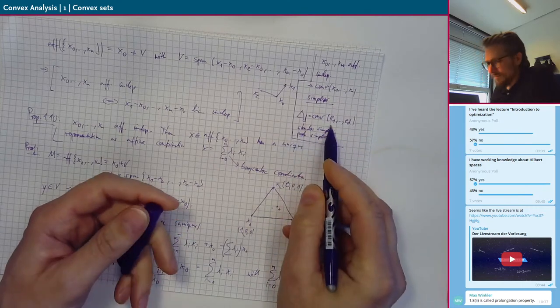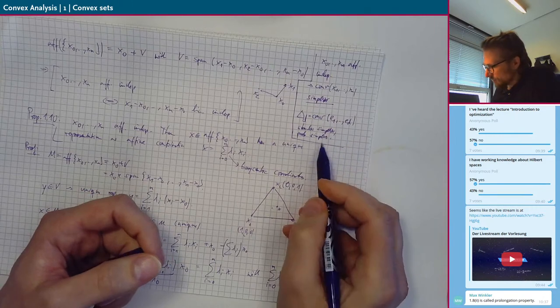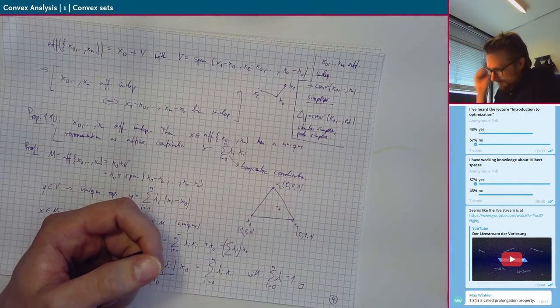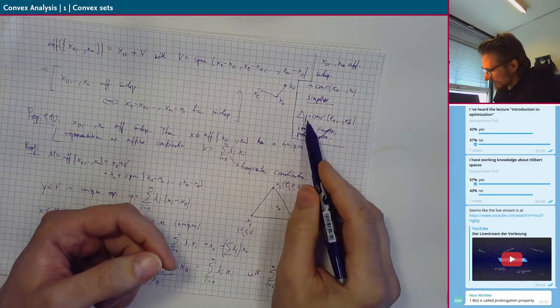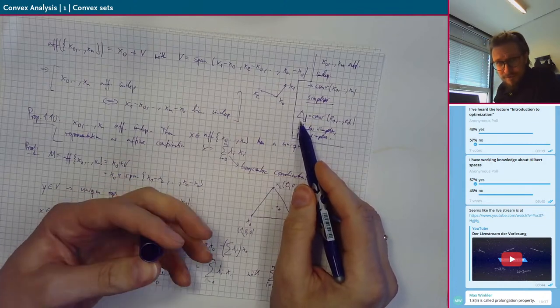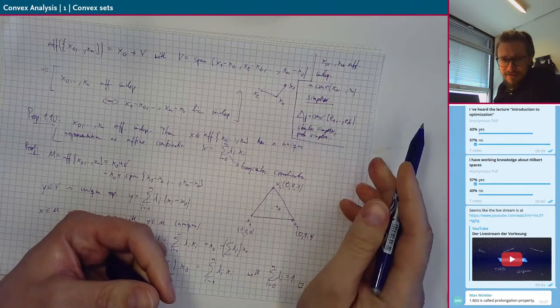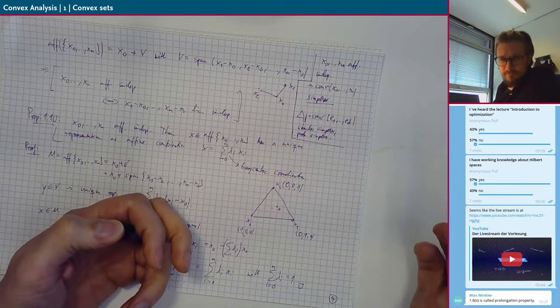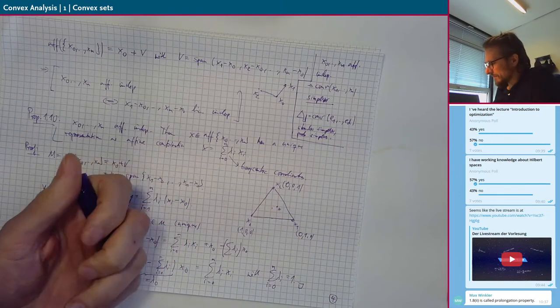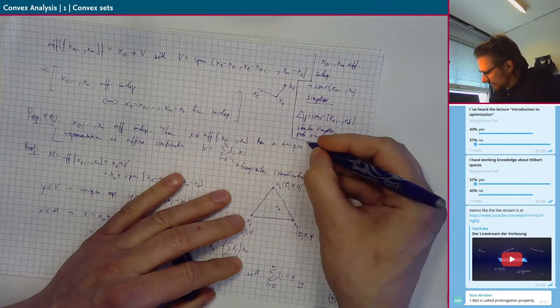So standard simplex because it uses the standard basis vectors, and probability simplex because the elements here are just vectors of length d with non-negative entries that sum to 1. So it's a probability measure on d points. And the illustration looks like this.